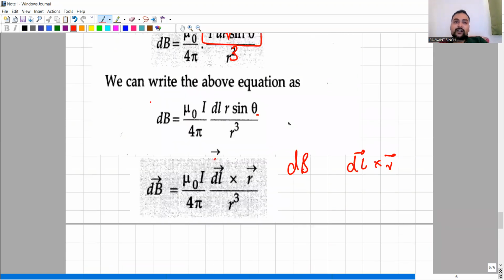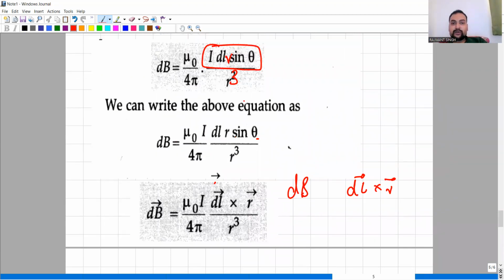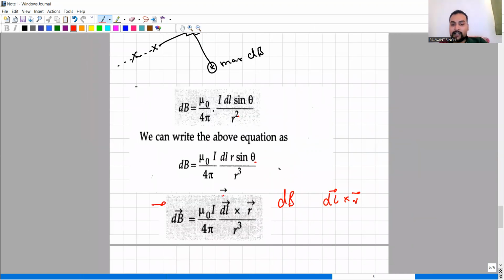So our Biot-Savart law, this part was our constant mu naught by 4 pi, I dl sine theta by r square originally. Then we made it r cube and r on the numerator, so it becomes I dl sine theta, mu naught by 4 pi, I dl cross r by r cube. So that is what my final formula is.